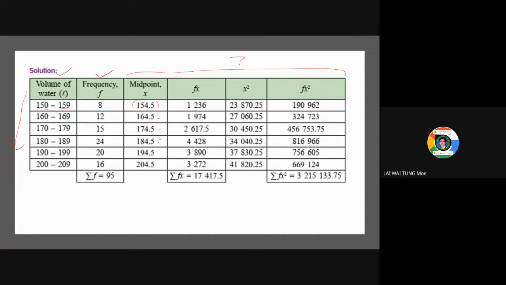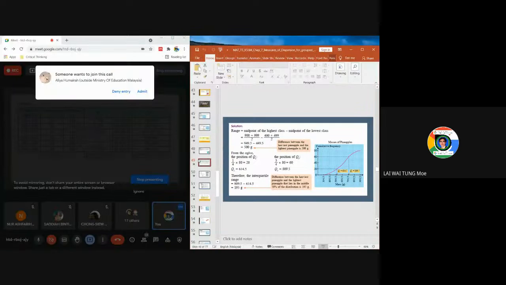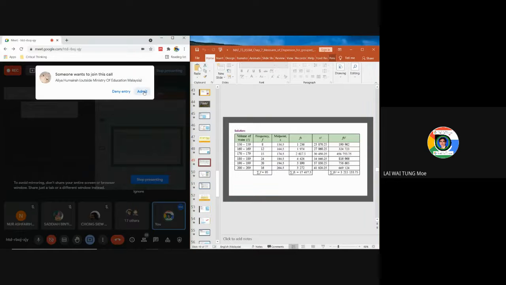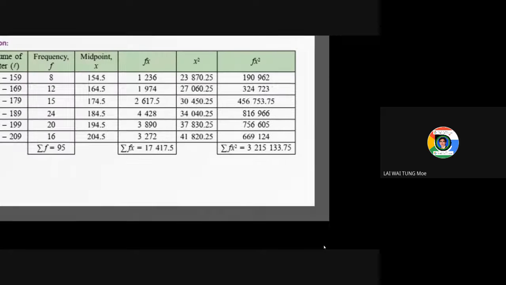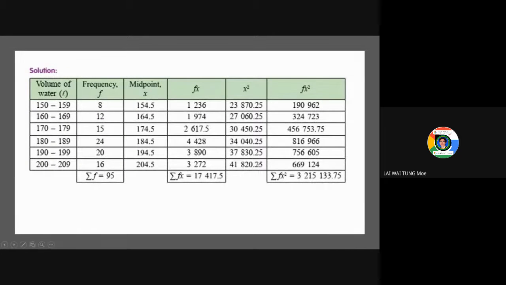So actually, the calculator can play a very important role in order to help you get faster calculation. Later I'll show you one of the examples. And then for the midpoint, I want to highlight this: once you get the first two values of your midpoint.